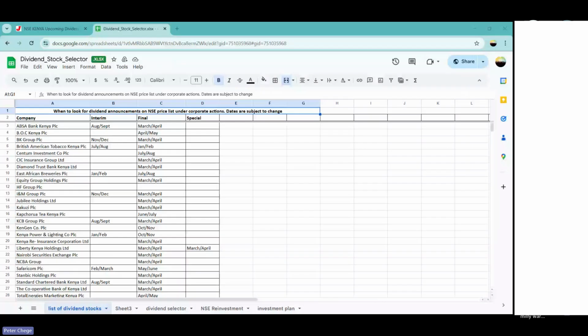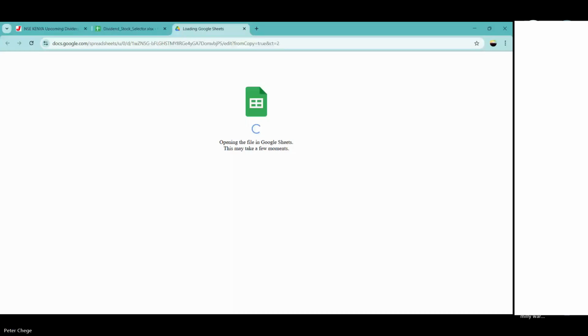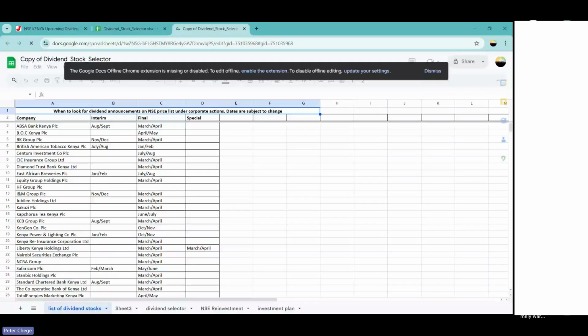You just make a copy. The way you make a copy, you go to the File menu, you click Make a Copy. That will help you save a copy on your drive. It will open a new sheet. So this sheet you can edit as and when you want. It is your worksheet, the one that you have made a copy of. So let me go to the original one.